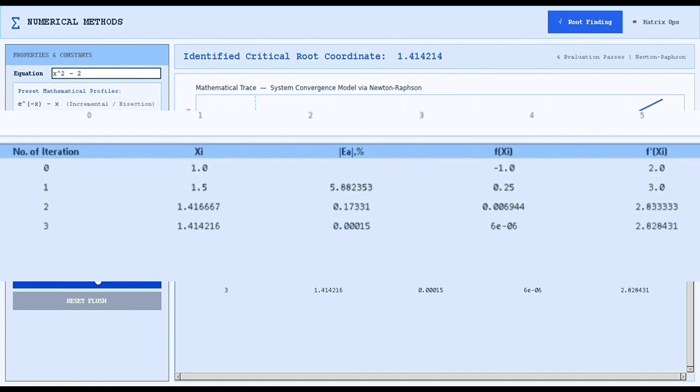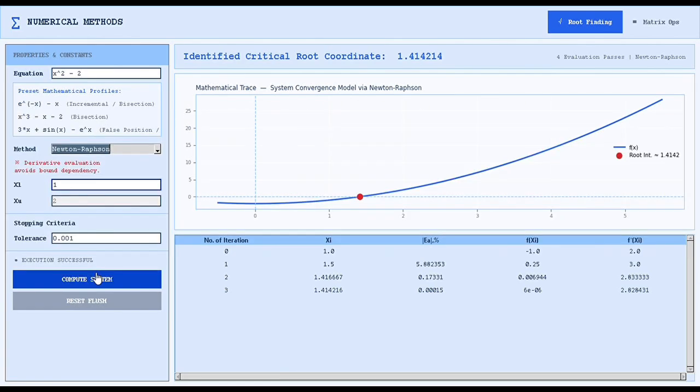Each new guess is computed as xi minus fxi divided by f prime xi. We stop when ea drops below 0.001. Watch how few iterations it needs compared to the previous methods. The graph updates again and the red dot confirms the root at approximately 1.414.